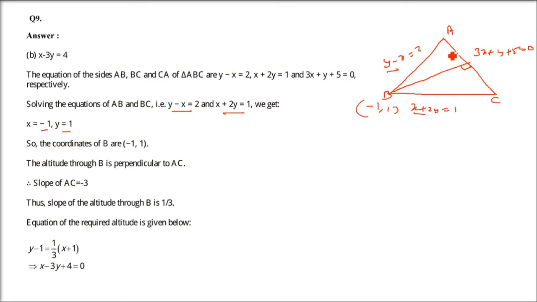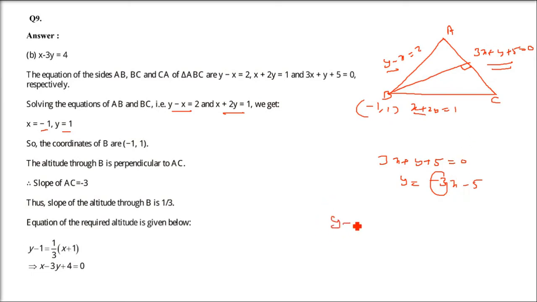This is okay. Now coming to AC. Now this line from B is perpendicular to AC. So what does that mean? We need to find out the slope of AC, and then we can find out the slope of line through B. So this is line 3x plus y plus 5. What is y here? Minus 3x minus 5. So slope of AC is minus 3.